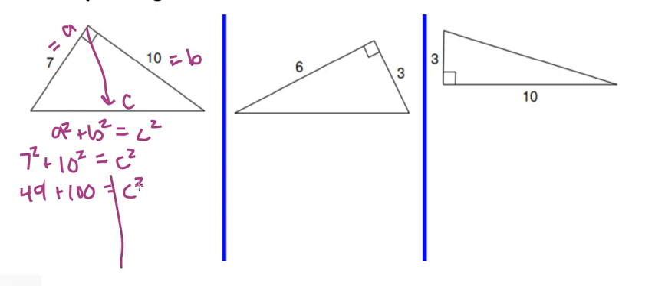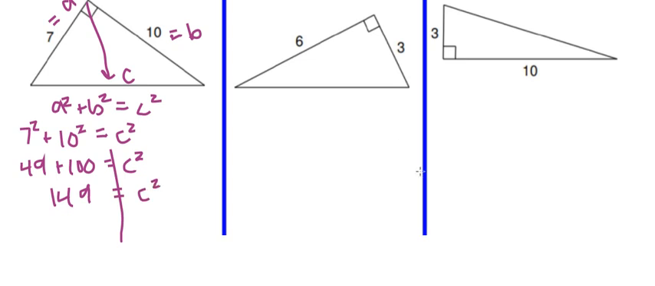I'm trying to figure out what C is. It's already by itself, so I keep solving. 49 plus 100, that says 149 is equal to C squared. Now, this is where if you did your work last week, you should know what to do. I don't want C squared, I want to get C by itself, so I take the square root. That leaves me with C.